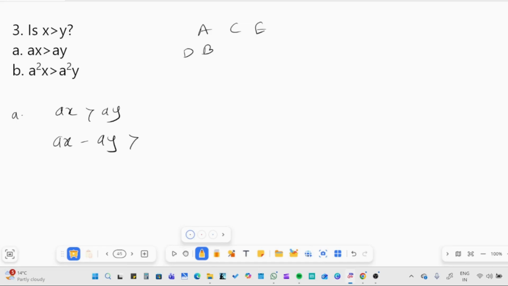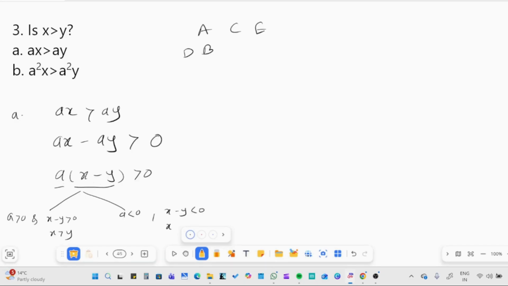Subtracting ay from both the sides, it's greater than 0. Take a outside and x minus y is greater than 0. Product of two numbers is positive. That means either both are positive or both are negative. So either a is positive and x minus y is positive, that means x is greater than y, or they both are negative. So that means a is less than 0 and x minus y is also less than 0. That means x is less than y.